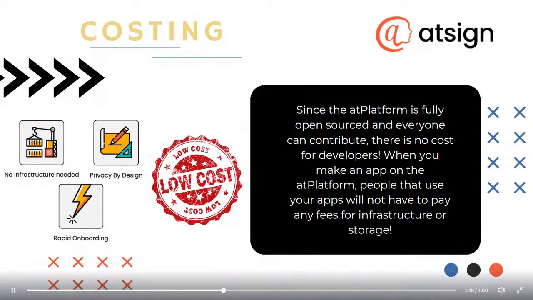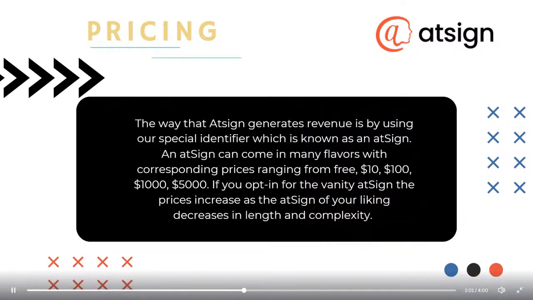So what are the costs associated with an @sign? Since the platform is fully open sourced and everyone can contribute, there is no cost for developers. When you make an app on the platform, people that use your apps will not have to pay any fees for infrastructure or storage. The way that @sign generates revenue is by using our special identifier, which is known as an @sign. An @sign can come in many flavors with corresponding prices ranging from free, $10, $100, $1,000, all the way up to $5,000. If you opt in for the vanity @sign, the prices increase as the @sign of your liking decreases in length and complexity.